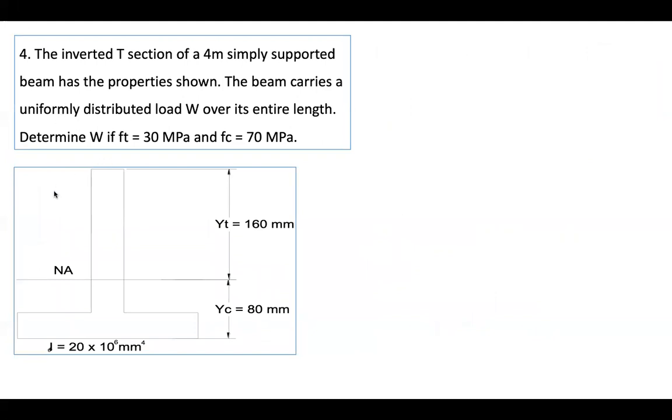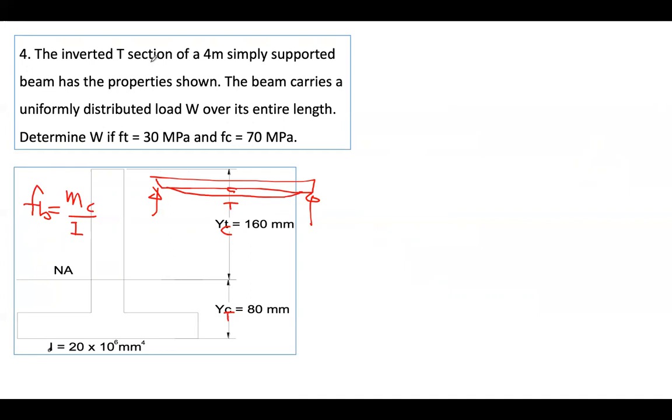Now how are you going to determine your C from the general formula MC over I? In this case, if we compute the maximum value, C should be 160. Why? If you have a beam, this is the beam, this is the support. When it deflects, the top is in compression and the bottom is in tension. So this should be compression, and this should be tension. That was just a typing mistake.